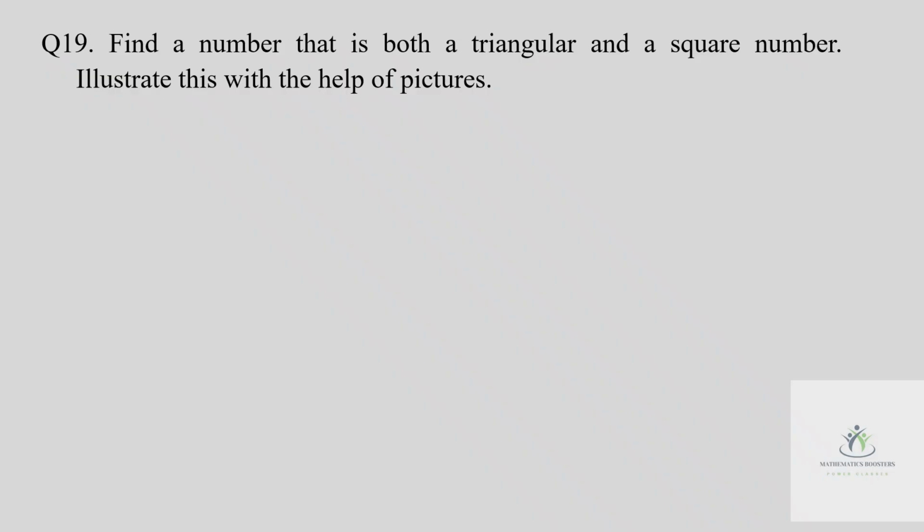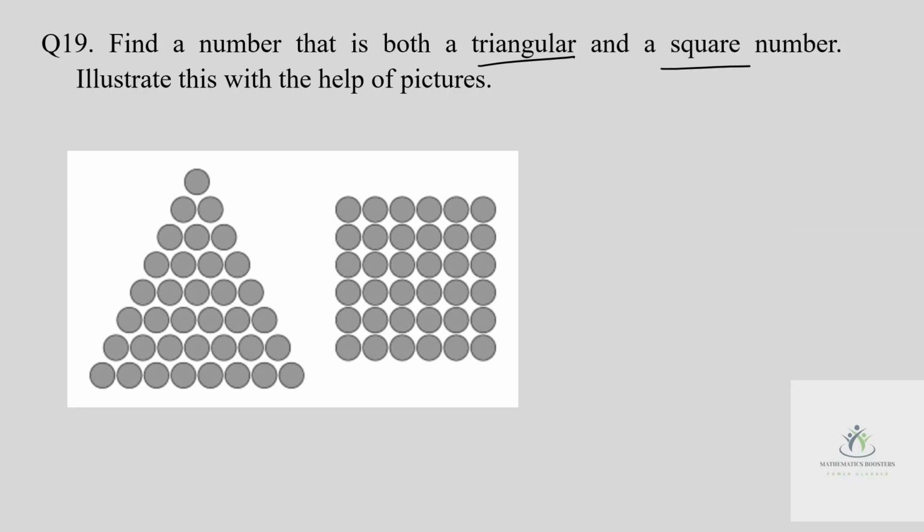Find a number that is both a triangular number and a square number. So 36 is a number which represents a triangular as well as a square number. 6 into 6. We have one more, that is 64. You can check for 64 by yourself.